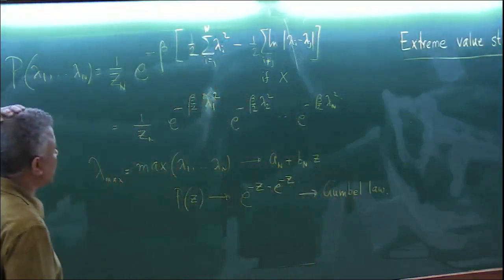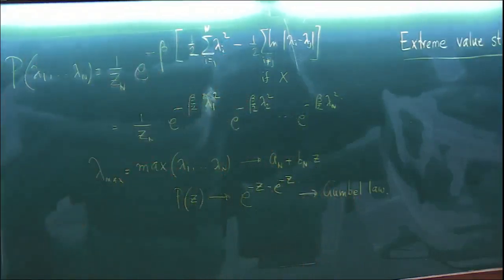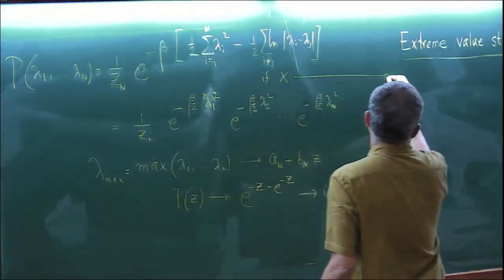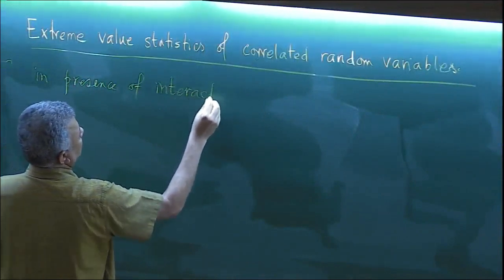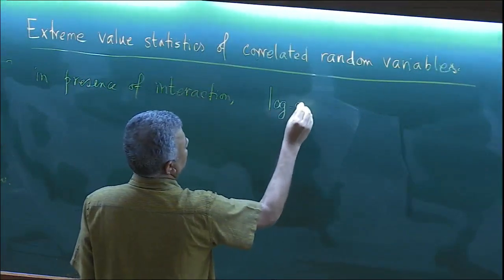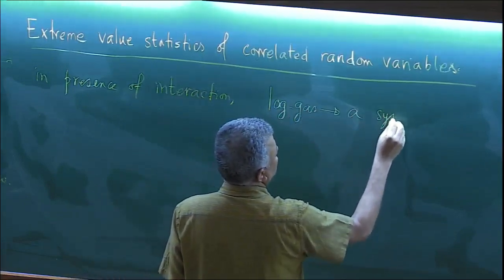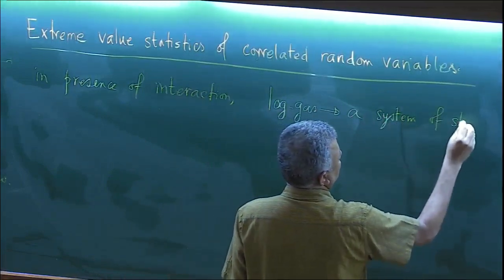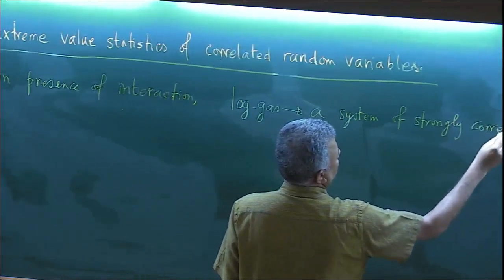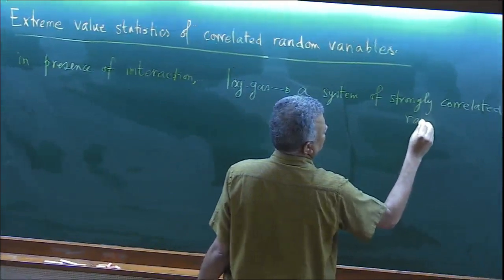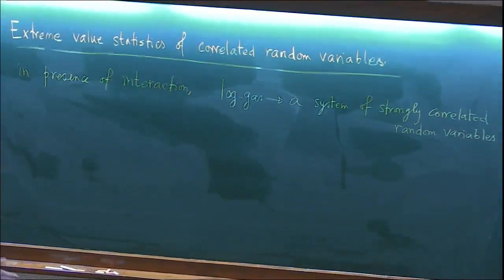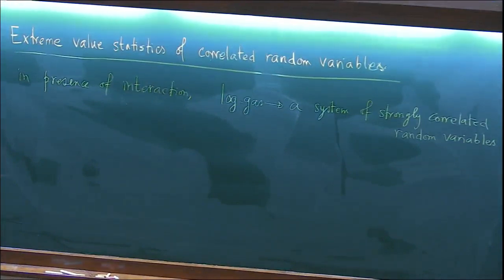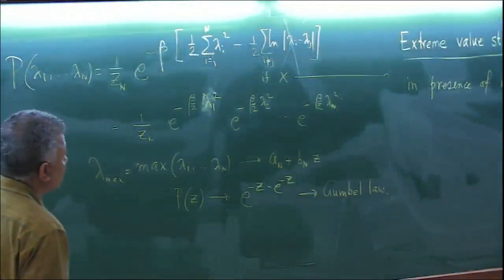And this is one of the simplest examples where you see that these guys are very strongly correlated. Everybody is interacting with everybody, right? So this is, in presence of interaction, this log gas is a system of strongly correlated random variables. And essentially, we know something about strongly correlated random variables, but there are very few systems where you can calculate the distribution of extremes in strongly correlated random variables. So log gas happens to be one of them, very rare, actually.